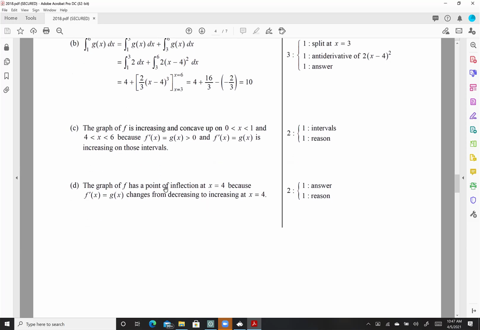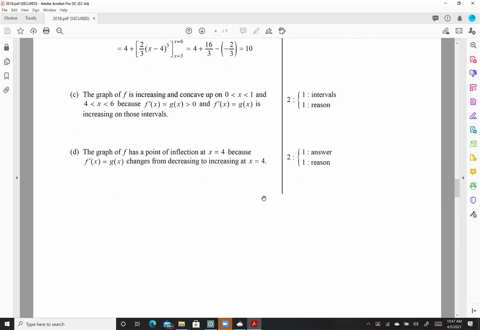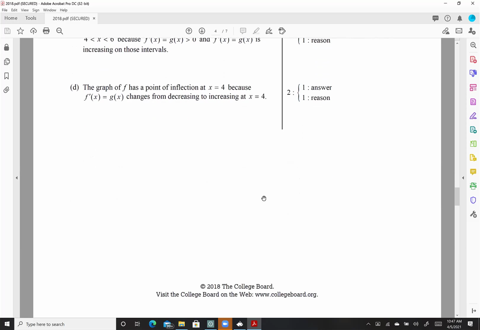And then the graph of f has a point of inflection at x equals 4 because f prime, which equals g, changes from decreasing to increasing at x equals 4. I like it, guys. All right, let's all come back.